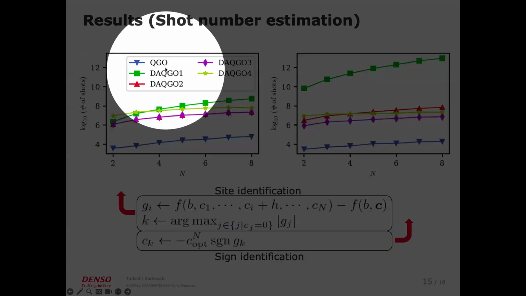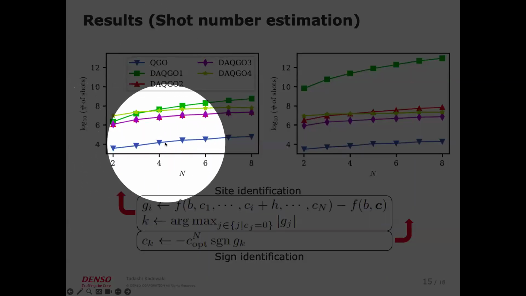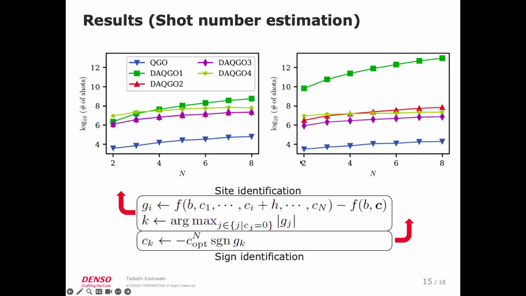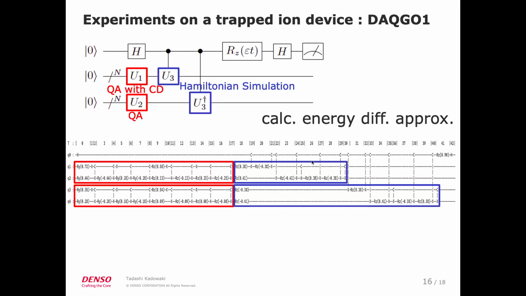After estimation, we realize that the original QGO, which just utilizes the quantum annealer, needs a shot number of around 10K. But if we combine with a quantum circuit, it will be more than 1 million. So this is a weak point for this algorithm. But anyway, I tested the most simple algorithm, the first algorithm.